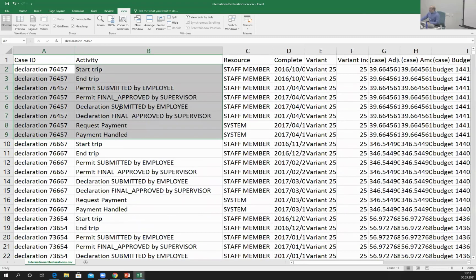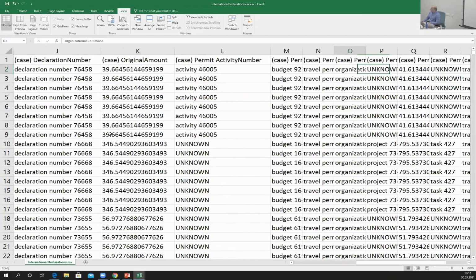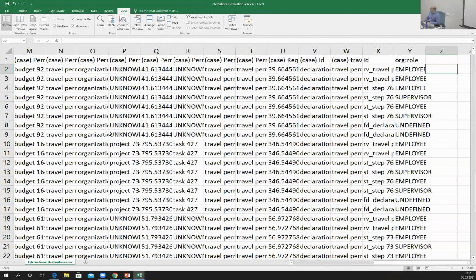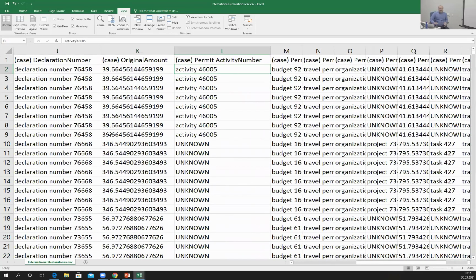The permit was submitted, the declaration was submitted, the payment was requested, and the payment was made. So this is the whole history of that cost declaration. This cost declaration actually does not contain information about where the employee traveled, on which dates they actually traveled, who approved, etc. That information is not in this table.